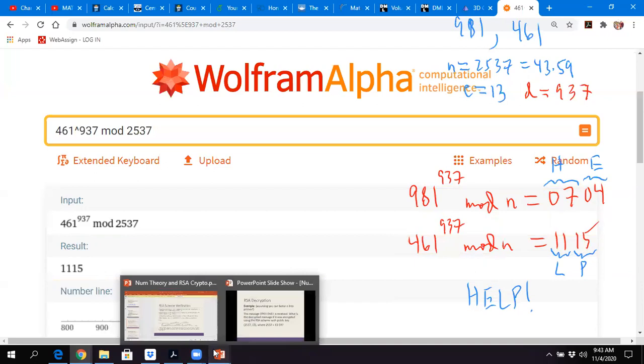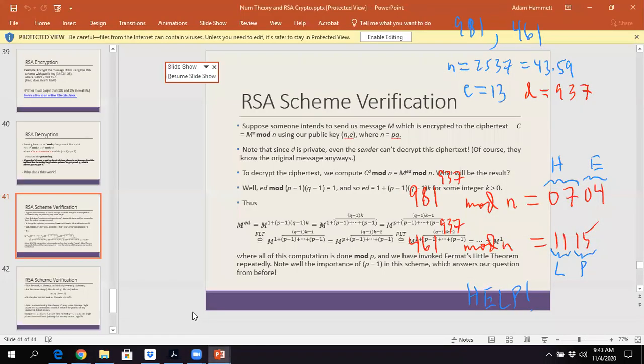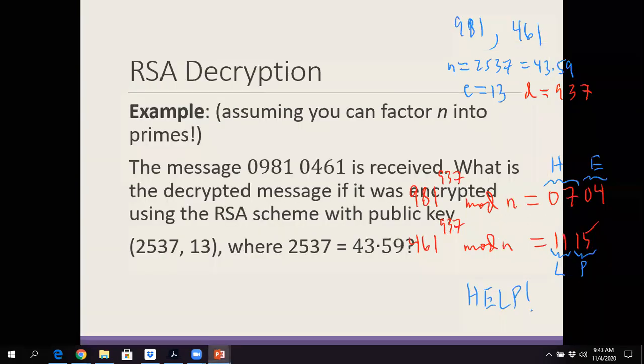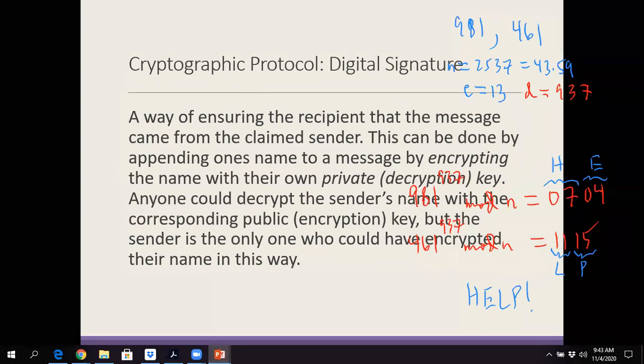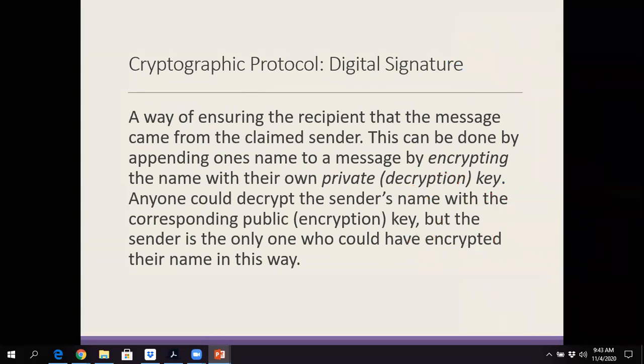Let's go back over here real quick. Oops, what is happening here? This right here, okay? So we decrypted that, we found out it was help, okay? This is the last slide that I have. I do just want to talk about how can I tell that someone isn't pretending to be someone? You know what I'm saying? Like, what if Monique is pretending to be me?